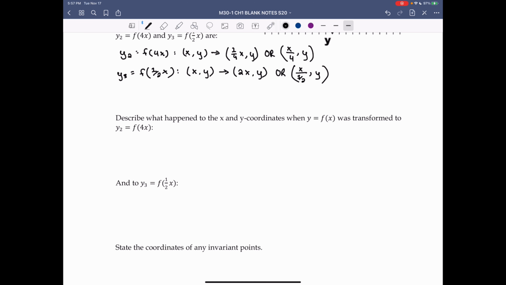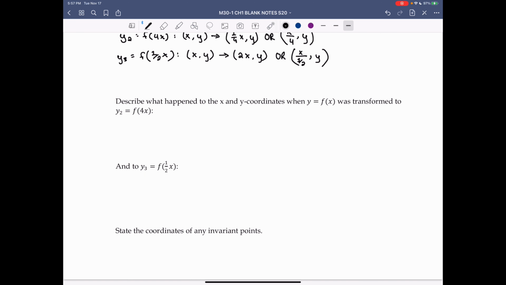Describe what happened to the x and y coordinates when y equals f of x was transformed to y2 equals f of 4x. So the x values are divided by 4, or multiplied by 1 over 4, and the y values are the same.